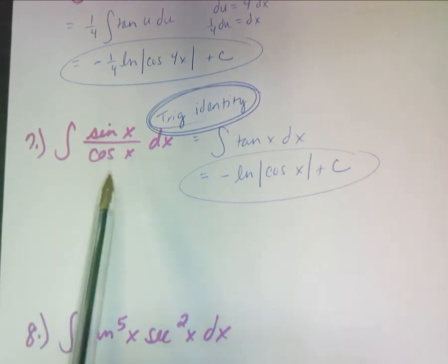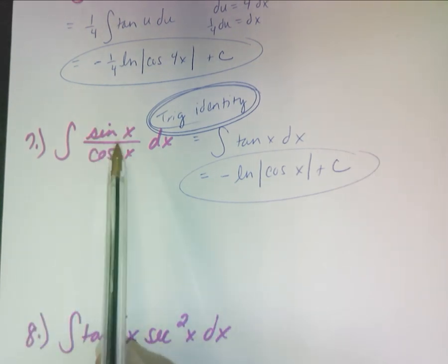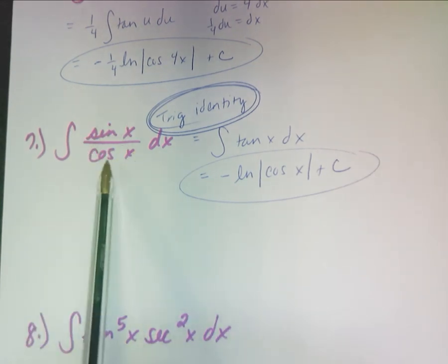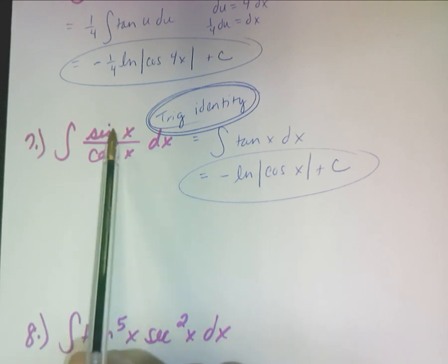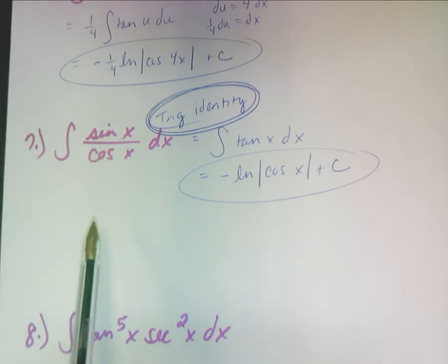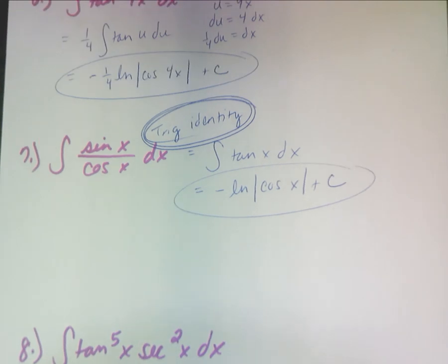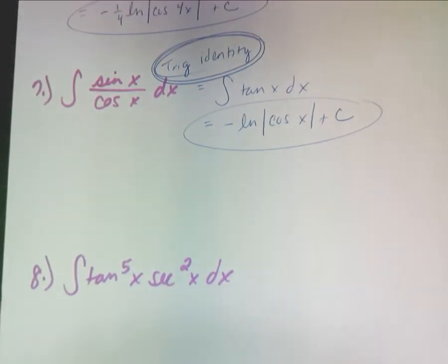You could have actually, if you notice this, called this your u, cosine. Your du would have been sine. Then you would have had the integral of 1 over u. And what's the integral of 1 over u? Ln. I think there's a negative in there that I know I'm missing, but it would have worked out. All right, almost done. 2 more.